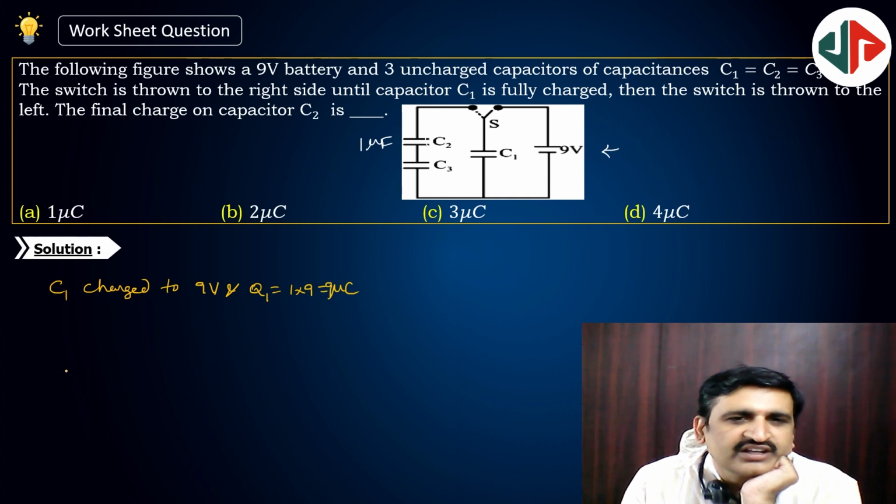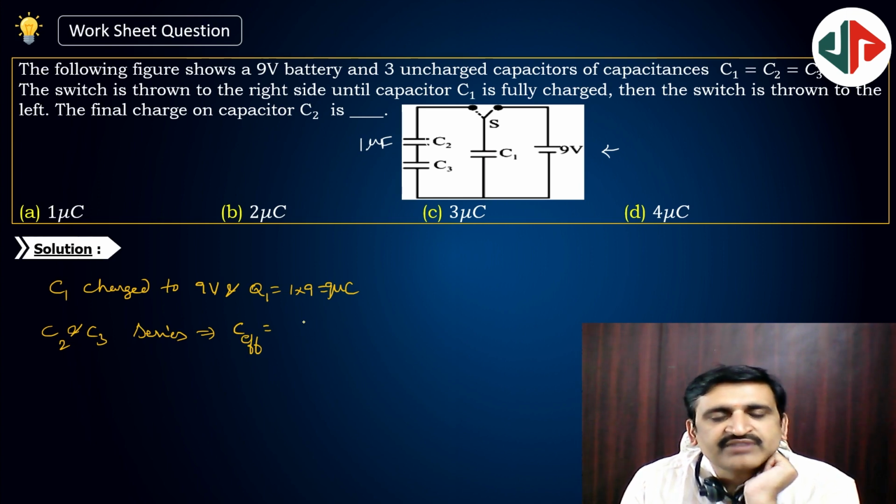Fine. Now it is connected to the other one. That means the source is removed, and this will behave like a source for C2 and C3. C2 and C3 will be in series, which implies their equivalent capacity, effective capacity is equal to, what is the effective capacity?